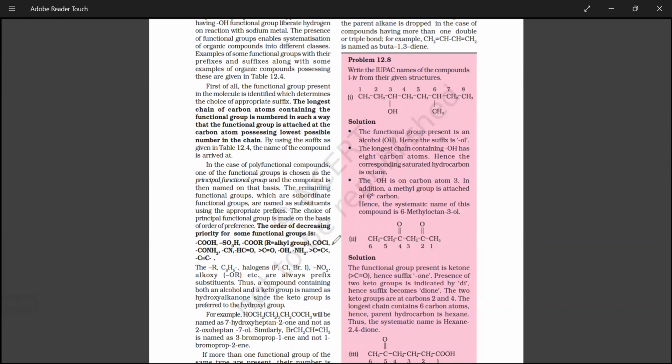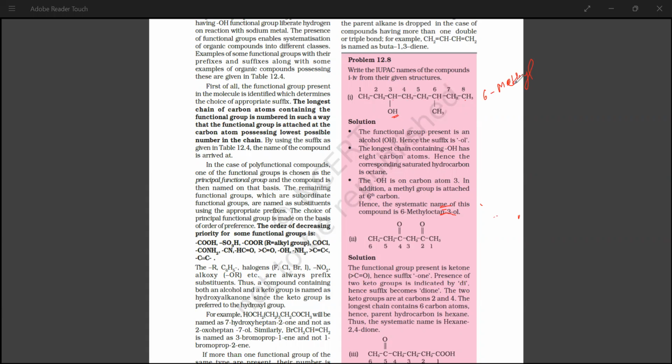See, they have given this compound here. If you start counting from here, 1, 2, 3, 4, 5, 6, this alcohol will be on the 6th carbon. But if you start from here, that alcohol will be on the 3rd carbon. So as I told you, the functional group should be given the lowest number. So you'll start counting from this side. On the 6th carbon, methyl is there. So 6 methyl.